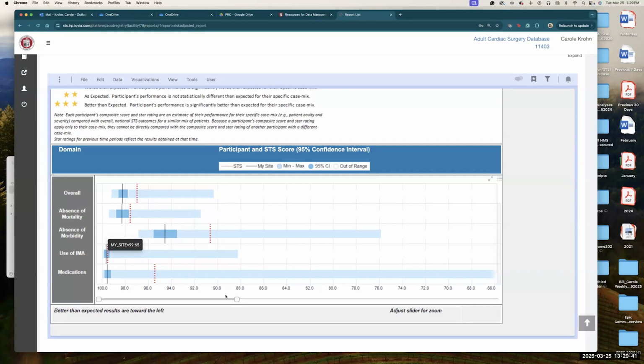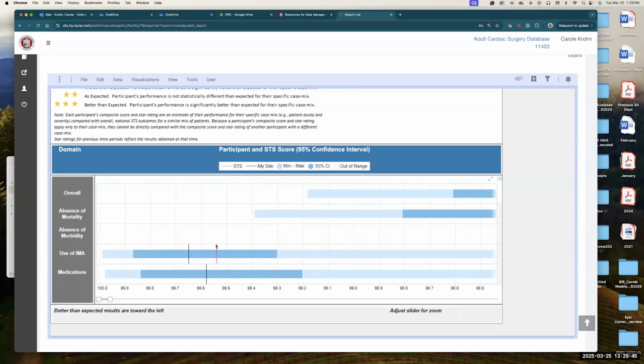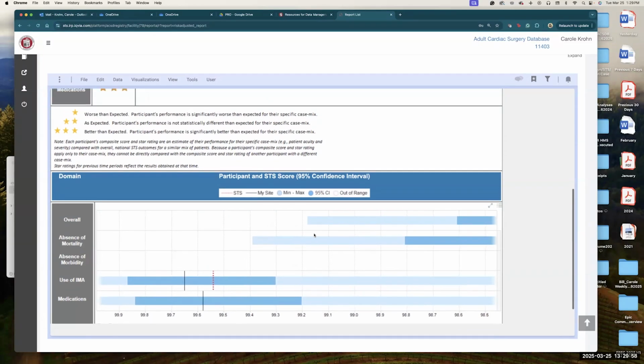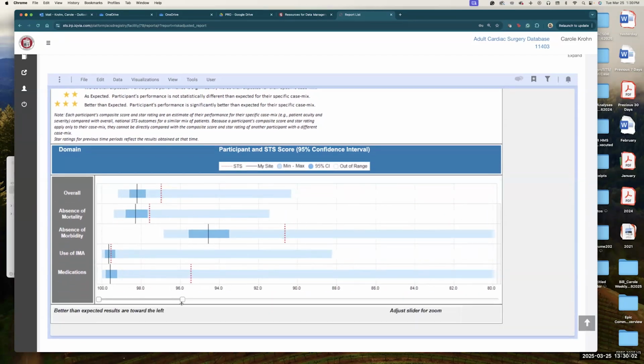If you look here at this one, this is the internal memory one. The STS score falls within the 95% confidence interval of the site. So this is going to be a 2-star program. We don't have any 1-star programs here, or 1-star results. But this is an example.